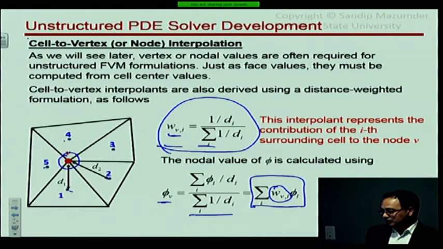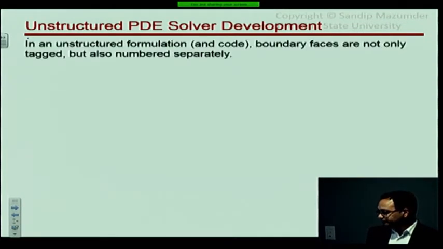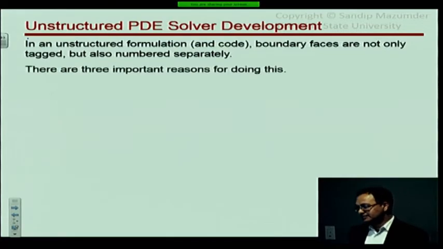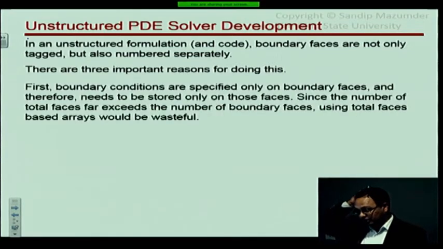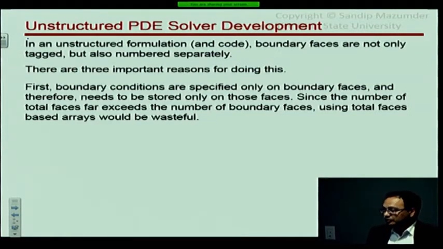So that's your vertex value. Boundary faces are numbered separately in an unstructured code. And there are three important reasons for doing that. First, the boundary conditions are specified only on boundary faces, and therefore you need to store them only on those faces. If you try to store them on total face-based arrays, it's a huge waste.